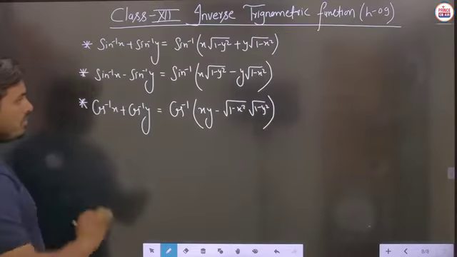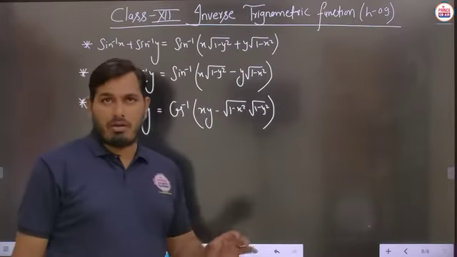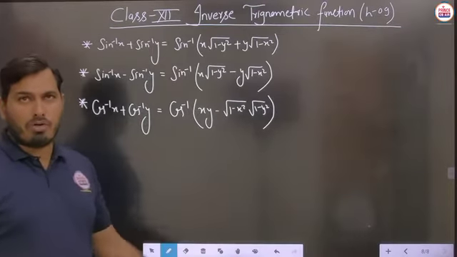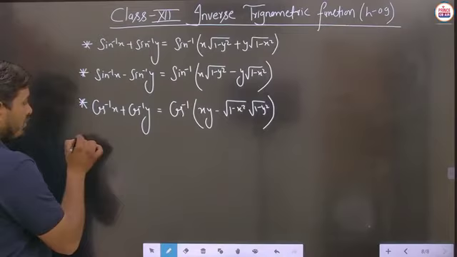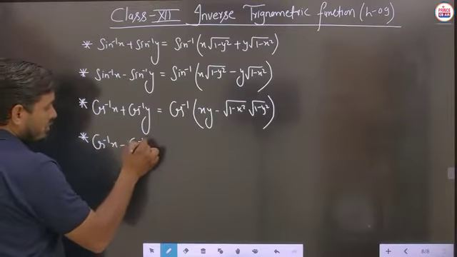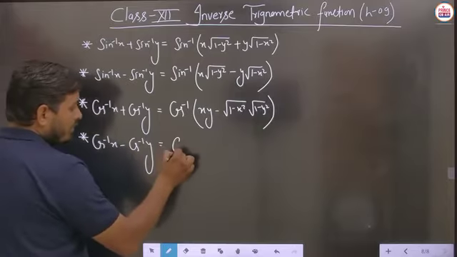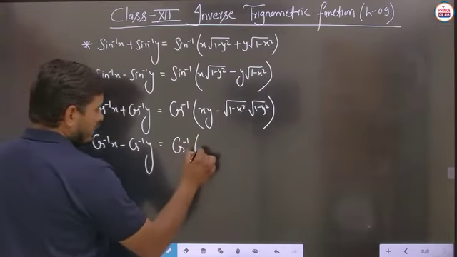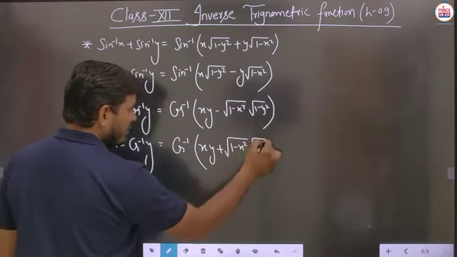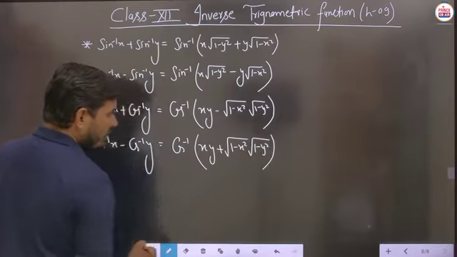And students, these formulas are written here for the standard conditions also, where we directly learn the formula and you can use it to get the required result. So cos inverse x minus cos inverse y will be written as cos inverse xy plus under root of 1 minus x square under root of 1 minus y square.